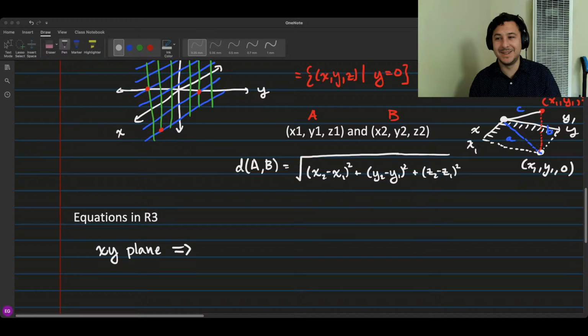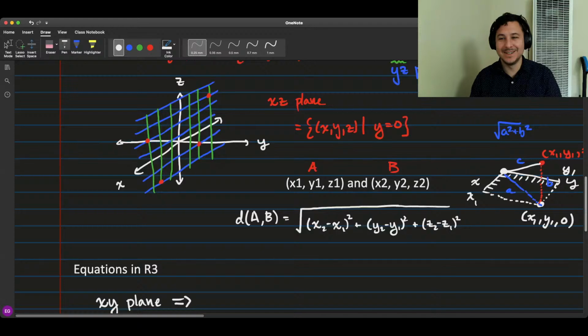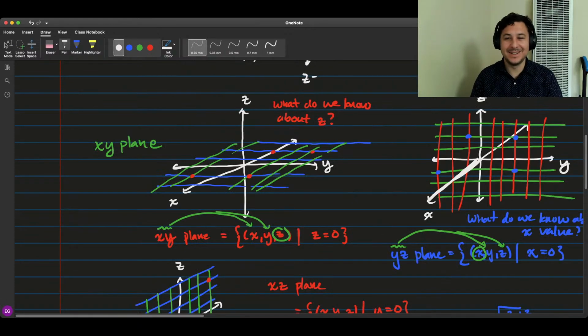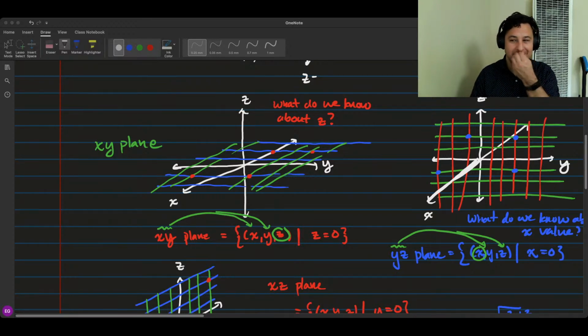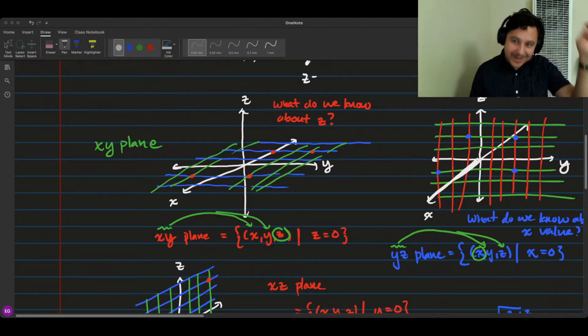Okay, I'm gonna help you out. I'm gonna scroll up a little. There's your xy plane. What do you know about all of the points on the xy plane? Z is 0. Thank you.